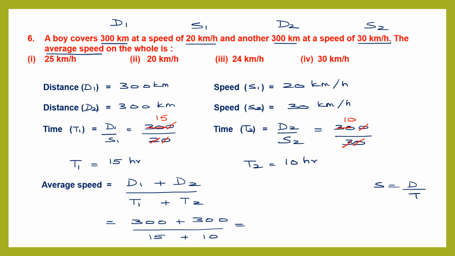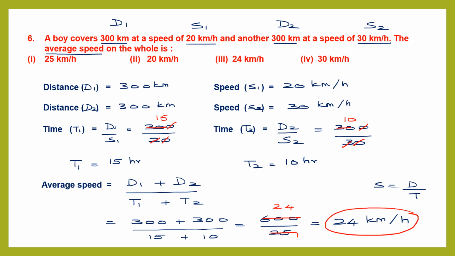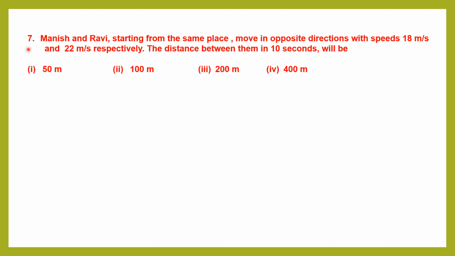So now let's add this up. 300 plus 300 is 600. 15 plus 10 is 25. Now we have to divide 600 by 25. So here we can cancel 25 ones, and here 25 into 24 will give us 600. So average speed is 24 kilometers per hour. So this is our answer, the average speed, and this will be option 3, 24 kilometers per hour. This is our answer.